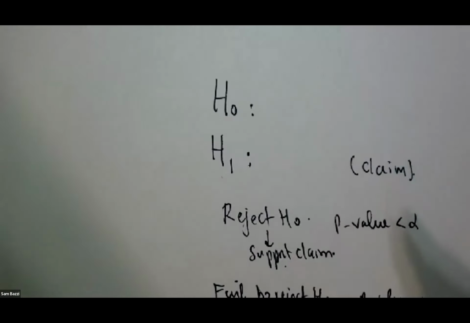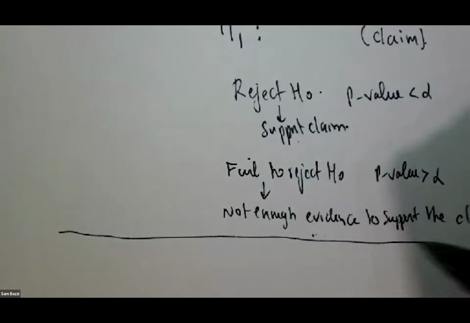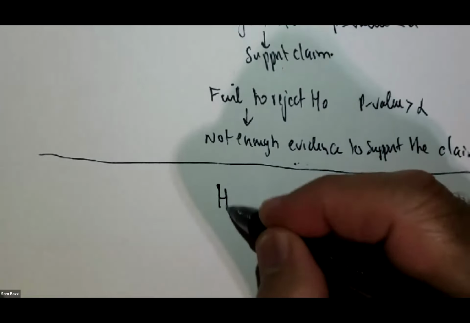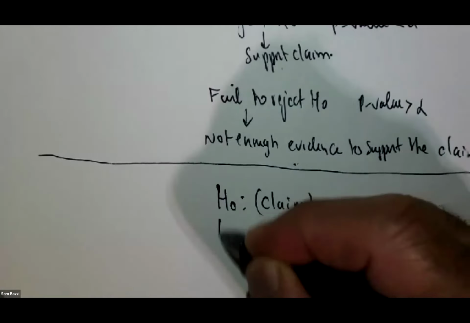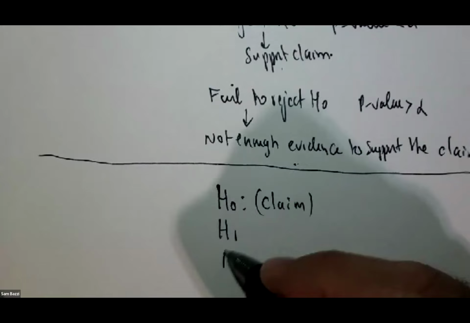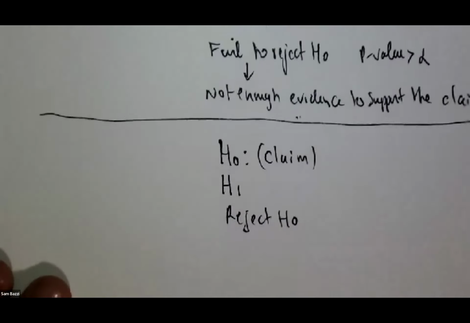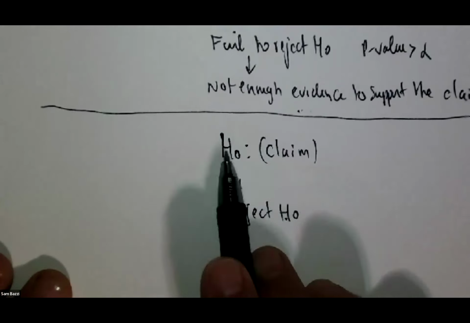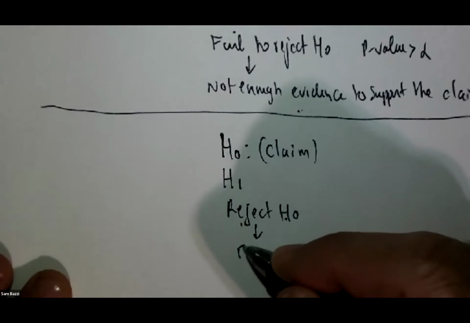Now, what about if the claim happened to be in H0? It could happen, but not as common as the claim being in H1. So what about if the claim is here? Just like the previous two questions that I just did. What about if you reject H0? What do you say? Okay, I'm going to tell you what you say if you reject H0. If you reject H0 and the claim happened to be H0, you say, I reject the claim. I have enough evidence to reject the claim.